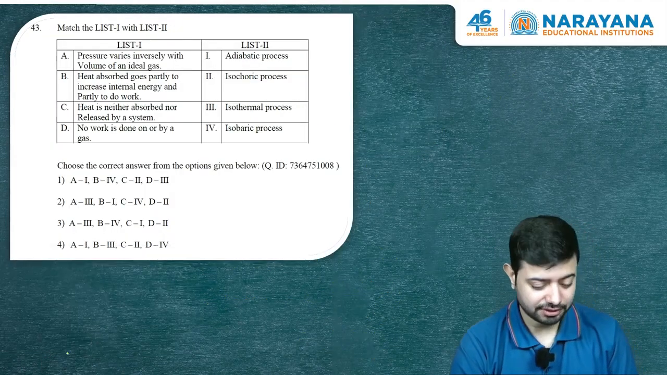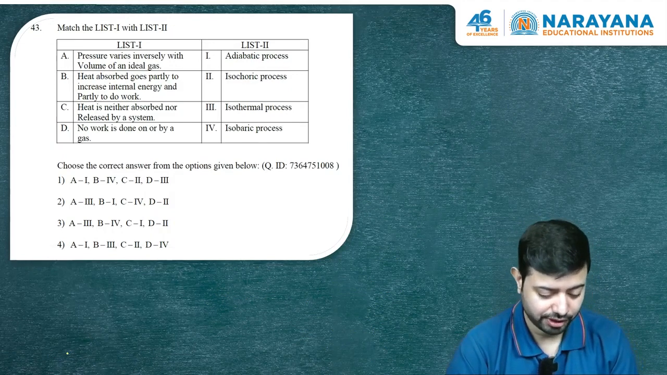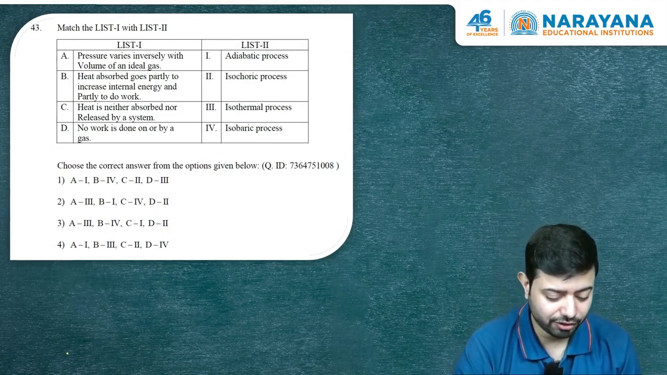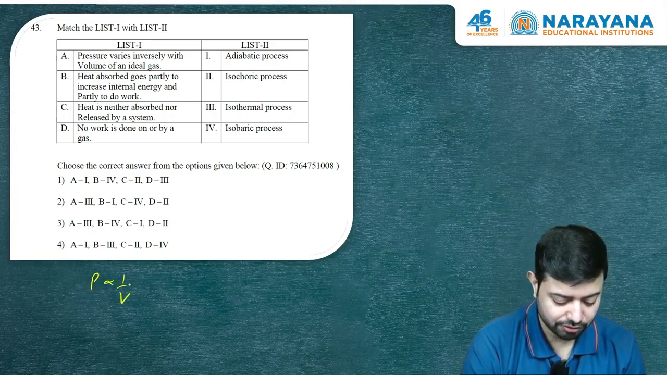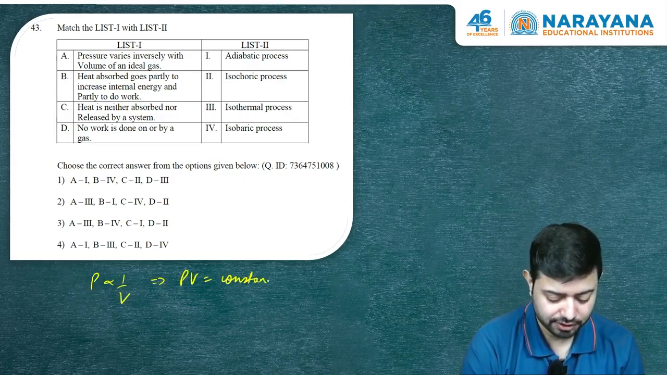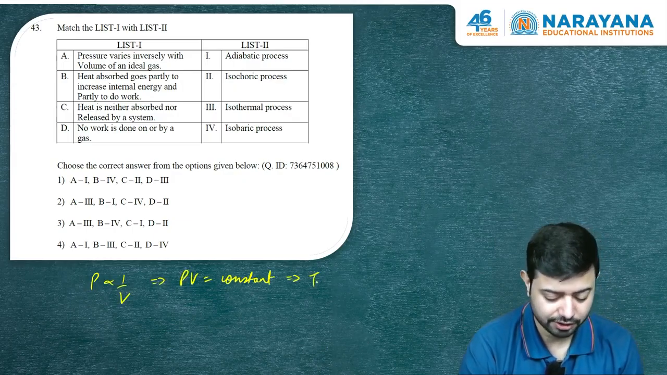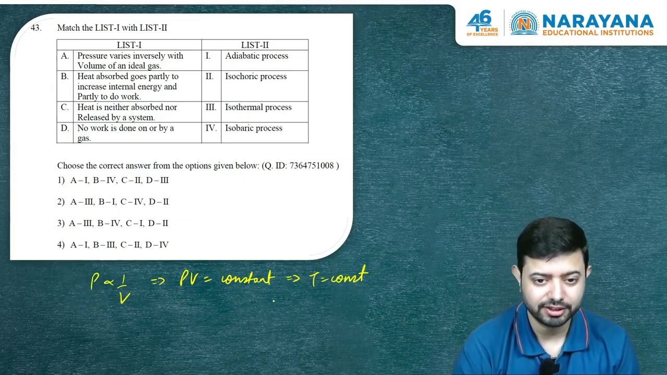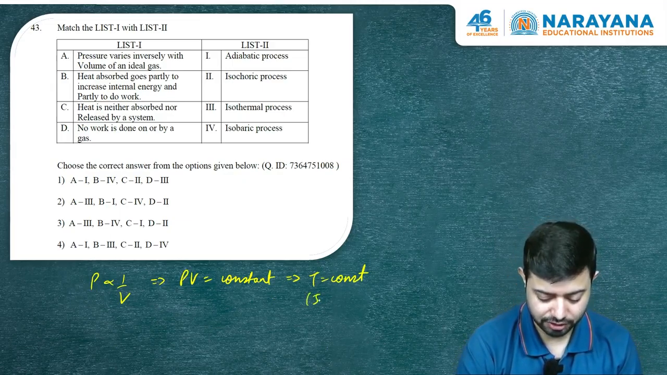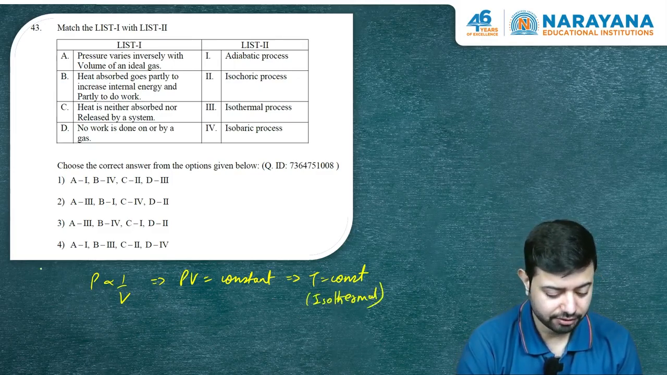Alright, so this is a match the column, list 1 and list 2. Pressure varies inversely with volume of an ideal gas. So, pressure is proportional to 1 by V, or pressure into volume is constant, and therefore it implies temperature is constant. PV equal to nRT. So, T is constant, isothermal. Alright. Next one.